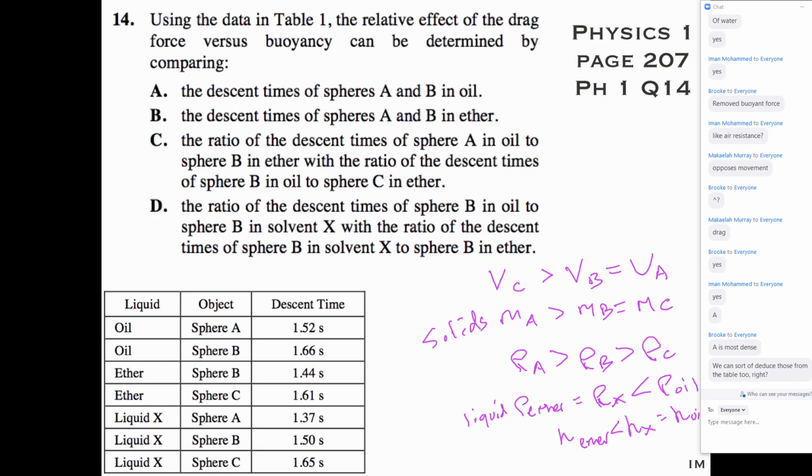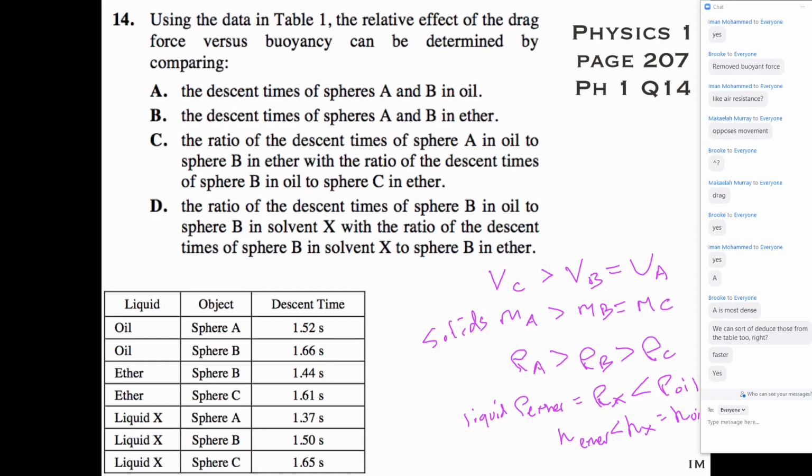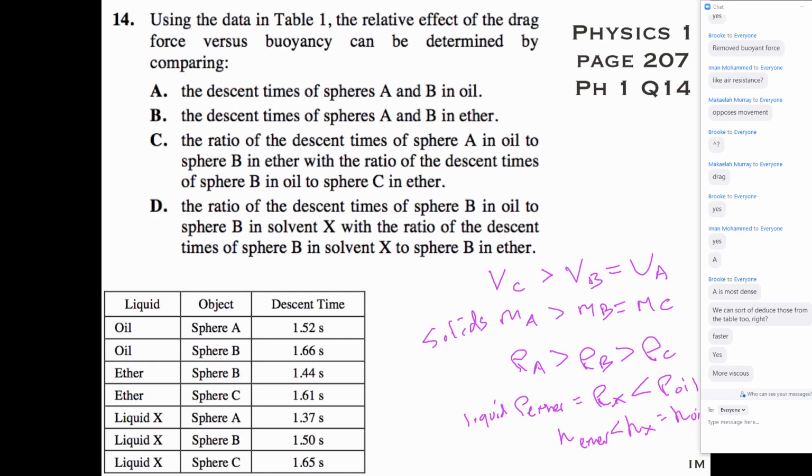Are you telling me the more dense the object, it should sink faster or slower? Okay, denser things should sink faster. And is that true? Is A taking less time than B? Is A taking less time than B and C? Perfect. Okay, help me out on this one. Which one should it take longer to fall through? Something highly viscous or not as viscous?